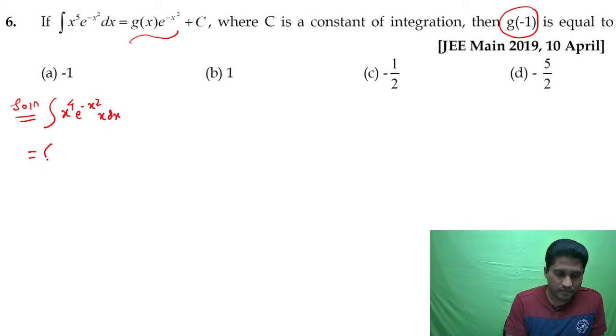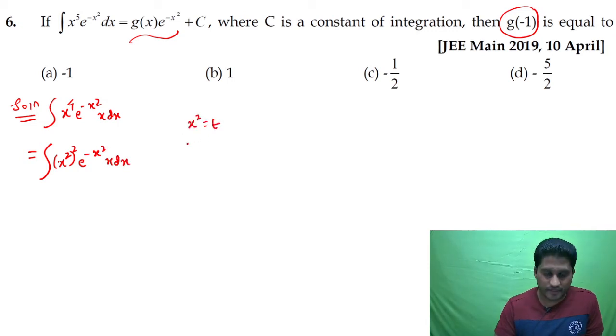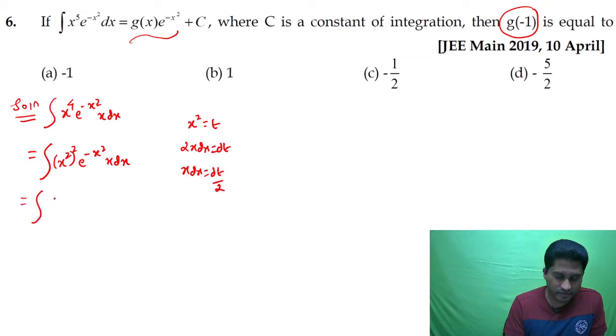Now this equals integration of x power 4, which can be written as x square the whole square, e power minus x square and then x dx. I'm going to put x square equal to t. If I differentiate, I get 2x dx equal to dt, and then x dx is equal to dt upon 2. So this becomes integration of t square into e to the power of minus t, and x dx is dt by 2, so this is half of dt.